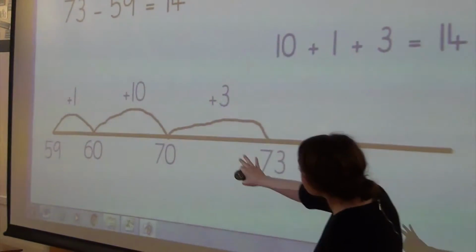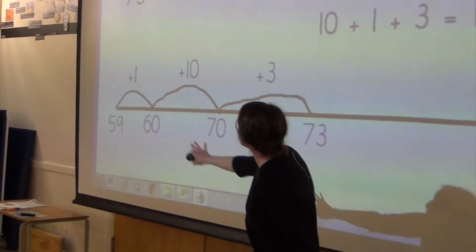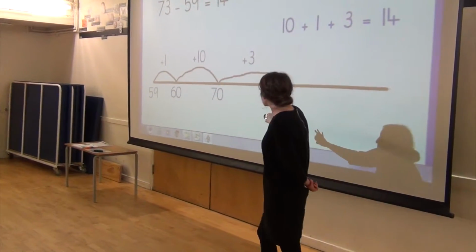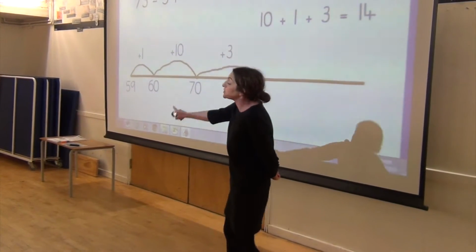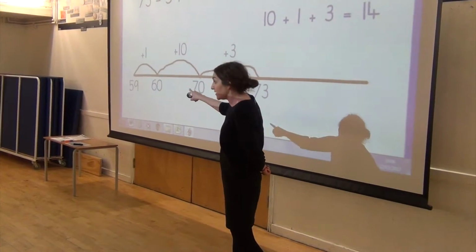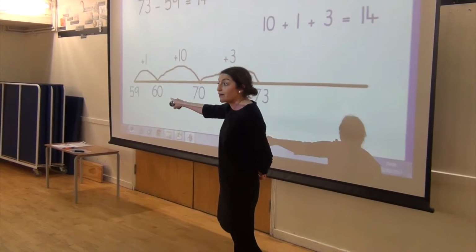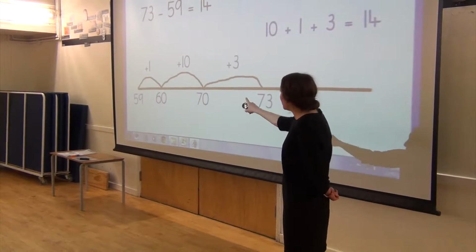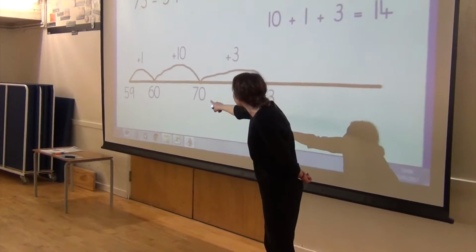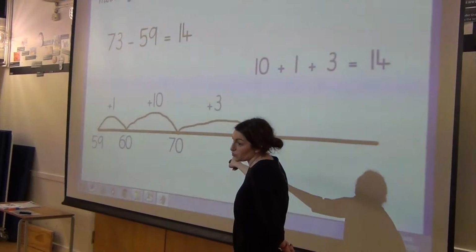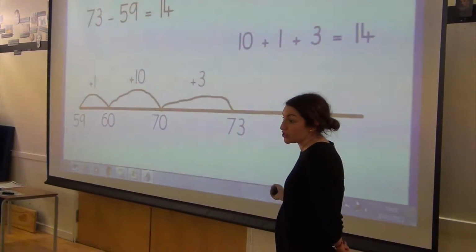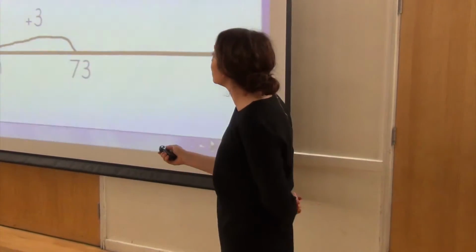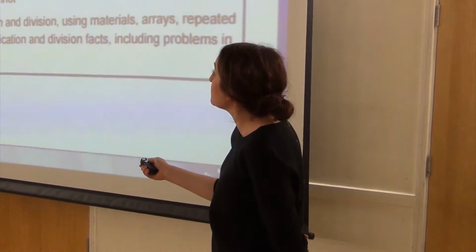So for this one, we would get the children to put 73 take away 59. They put 59 on the left-hand side, 73 on the right. From 59, we would get them to jump up to the friendly 10 again, using those number bonds to 10, 9 and 1 equals 10. Then we would get them to jump in 10s. When they get to 70, they then need to jump on that extra 3. Then we ask them to count up the jumps to find the difference between the numbers. So those are the 2 different methods that we teach them in Year 2, both using a number line.